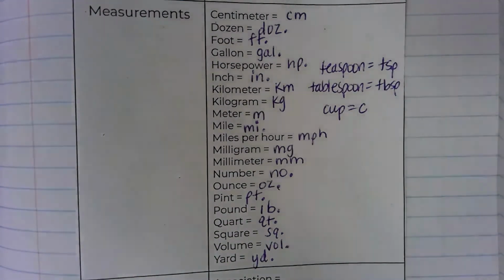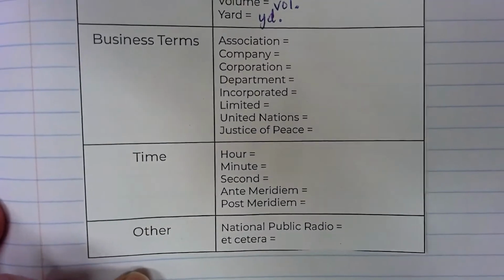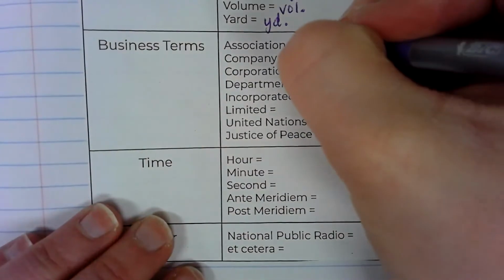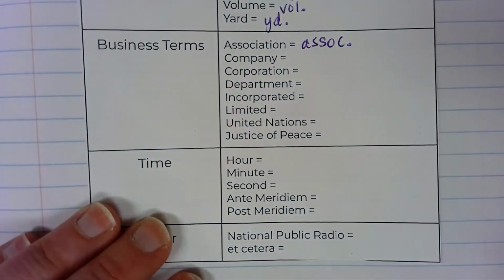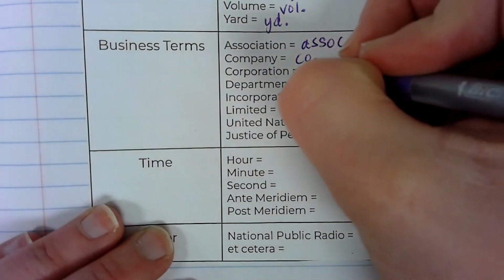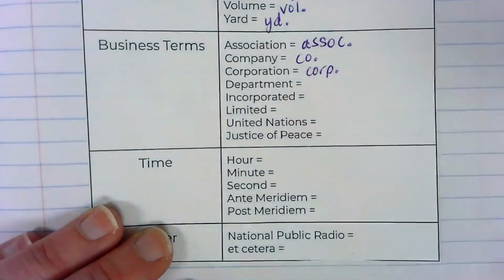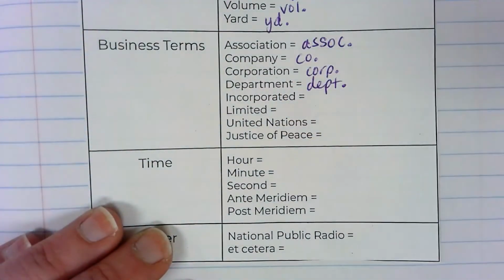All right, pause this here if you need to. We're going to move on to the next one. Business terms, time, and other. Association is ASSOC period. Company is CO period. Corporation is CORP period. Department is DEPT period.